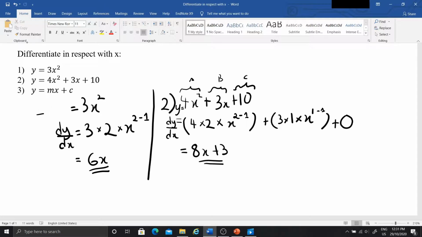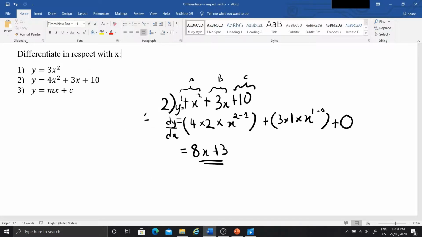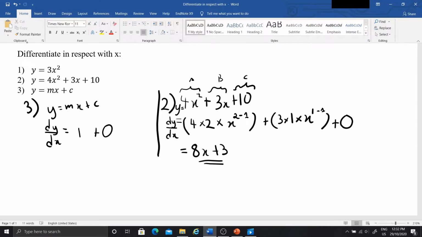For the third question, it is similar to the others, except it has letters instead of numbers. Again, we want to differentiate in respect with x. Any terms that do not have x can be removed immediately, like 0. Since C has no x, we can safely assume 0. But M over here has an x. So we have to solve for mx. When we differentiate this term, we will get m. The answer is m.